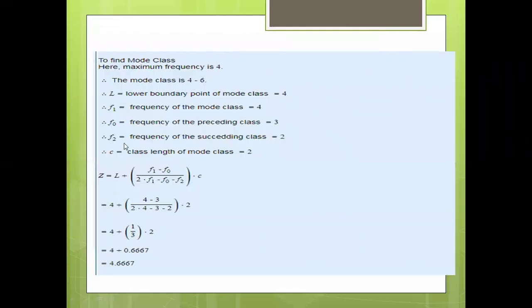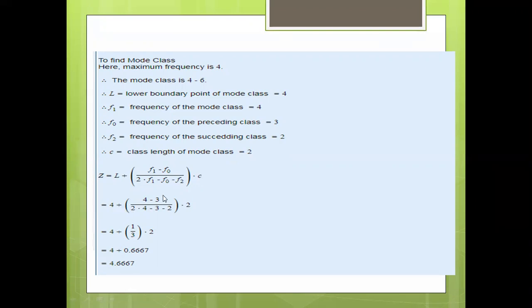So look here. So frequency of the preceding class is 3, proceeding class, succeeding class is 2, and H is the class length of modal class is 2. Put all these values in formula. The formula is what? Mode is equal to L plus F1 minus F0 divided by 2 F1 minus F0 minus F2 into H. यहाँ पे थोड़ा फॉर्मूला अलग है. Fm की जगह पे F1 है एंड F1 की जगह पे F0 एंड F2 की जगह पे वहां पे था F1.